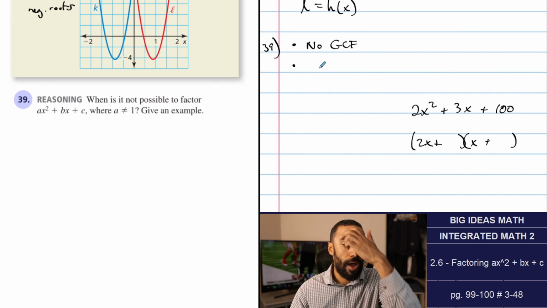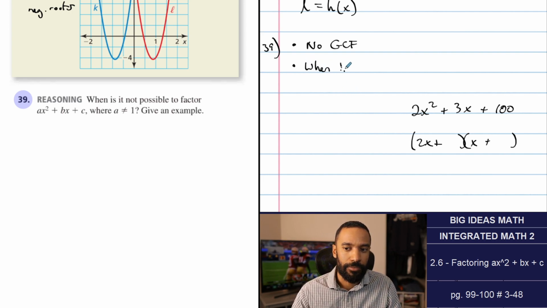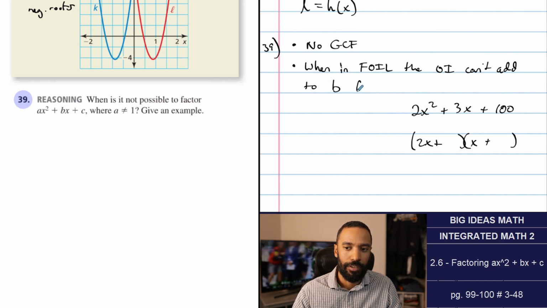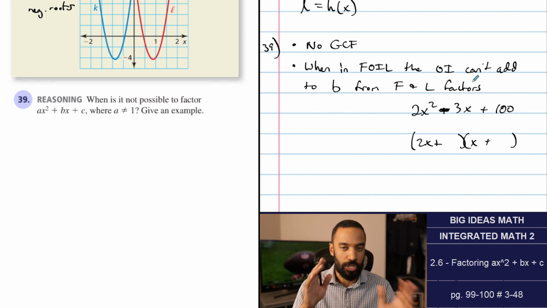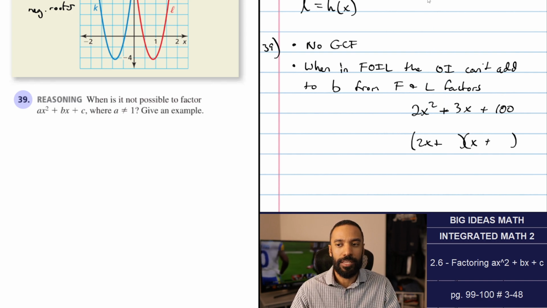So basically, when in FOIL, the O and I parts can't add or subtract to give your B term from your F and L factors. Factors of 2 and factors of 100 are not going to get me something that can add to 3. Maybe if this was a negative 3, there's a subtraction version of it, but that's the basic case there.